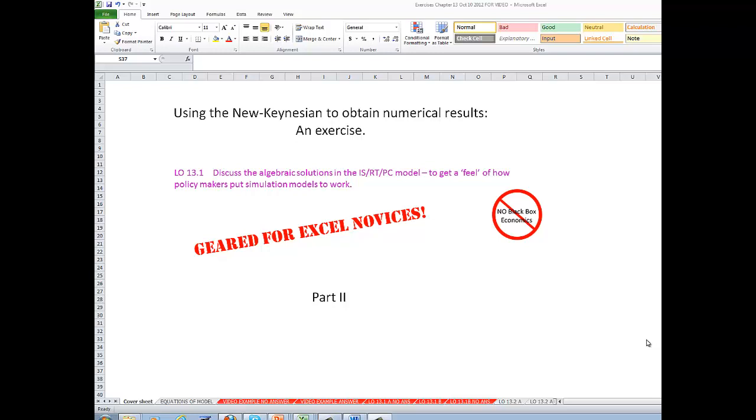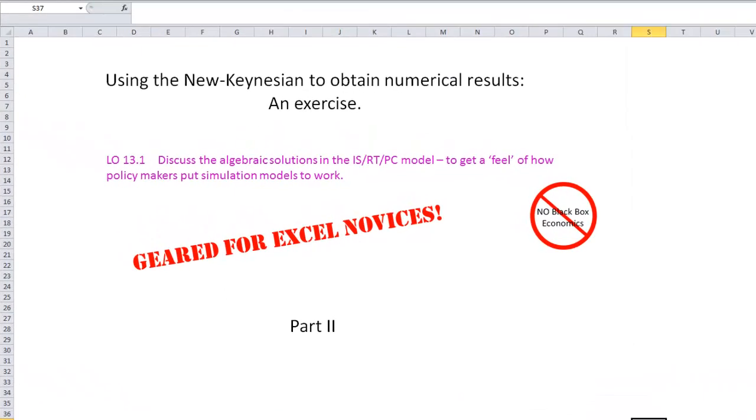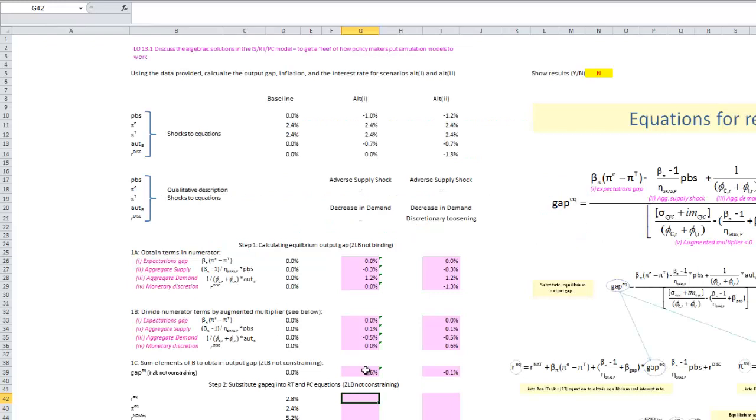Hello, now we're back with part 2 of our exercise where we use the new Keynesian model to obtain numerical results. Let's go back to where we were. Where we left off in part 1, we had calculated the output gap for each of the two alternative scenarios, alternative 1 and alternative 2, and we found that under alternative 1 we had a reduction in equilibrium output and a negative output gap of 0.6%.